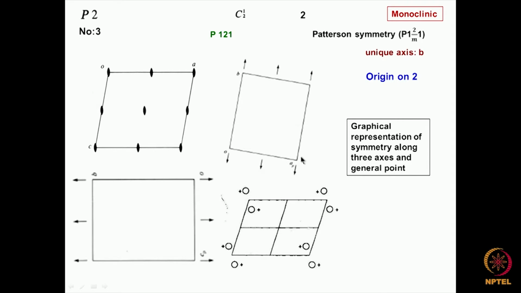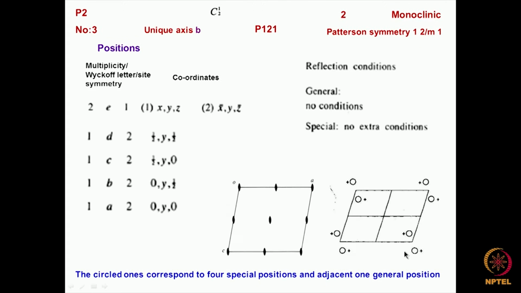There are many possibilities that exist. These are all the possibilities we are given in these positions, where the general position as well as the special positions are given. This is the information which is very much necessary to construct crystal structures. Okay.